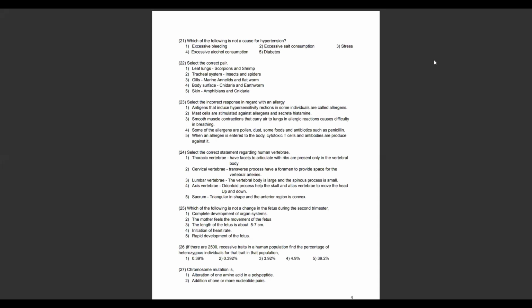Right. So here during the second trimester, all the organ systems are completely developed, and the fetus is very active. So the mother can feel the fetal movements, and the length, right? The fetus grows to about 30 centimeters in length.